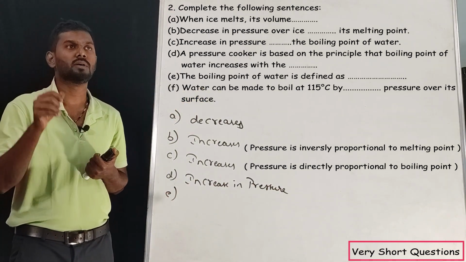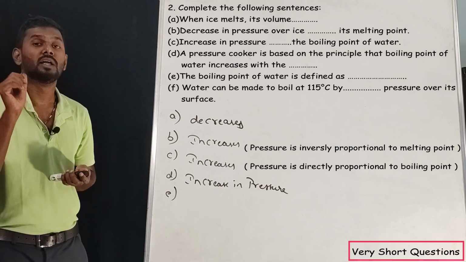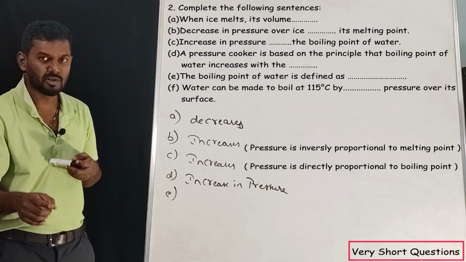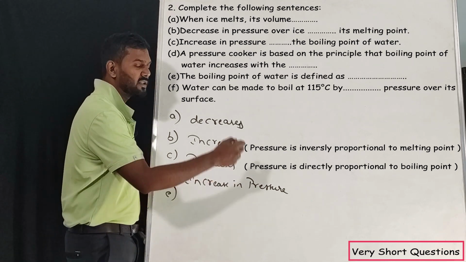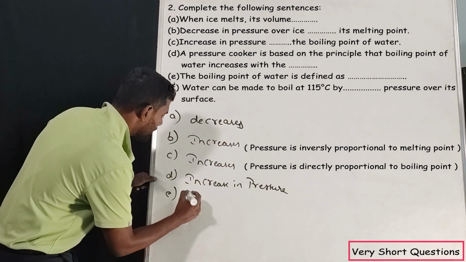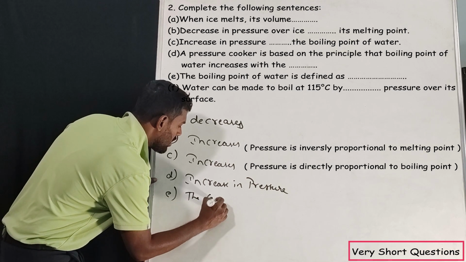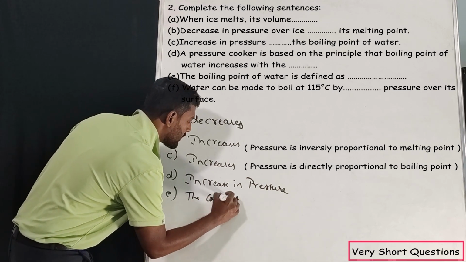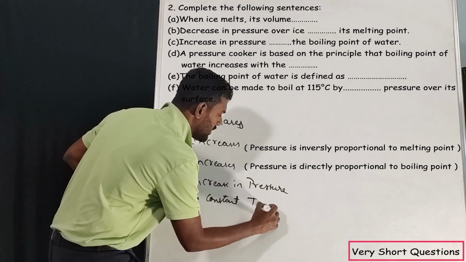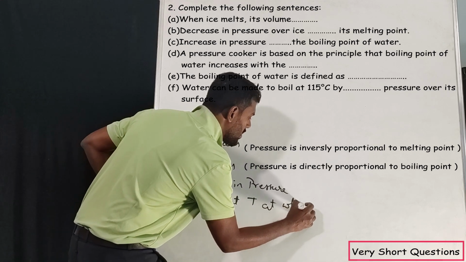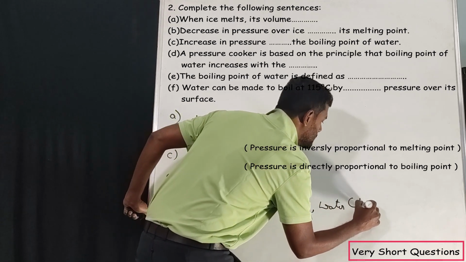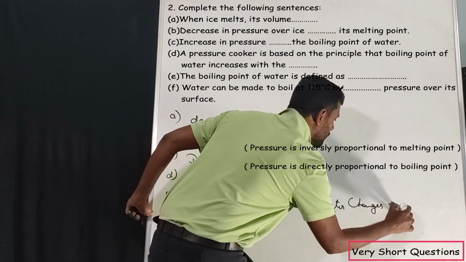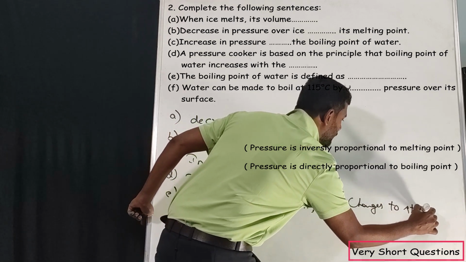Then E, the boiling point of water is defined as the constant temperature at which water changes to steam.